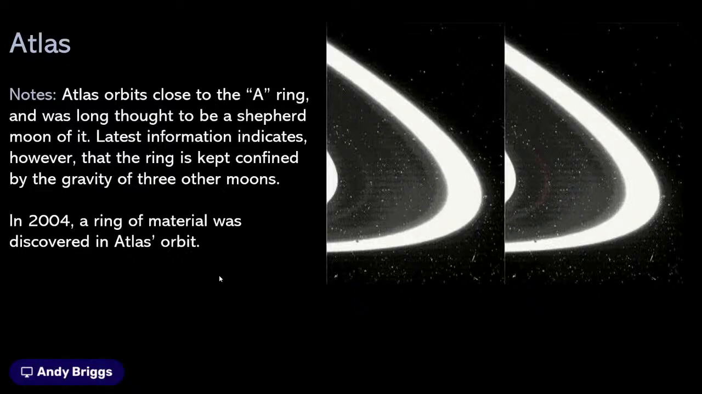But in that case, how did it get that? If it's not picking up material like a shepherd moon does, how does it actually get that ridge around its equator? Well, something that Cassini discovered in 2004 was this ring of material that is actually within the orbit of Atlas. And this is the material that Atlas has swept up and has formed that ridge around its equator. That answers the question. So there you are.